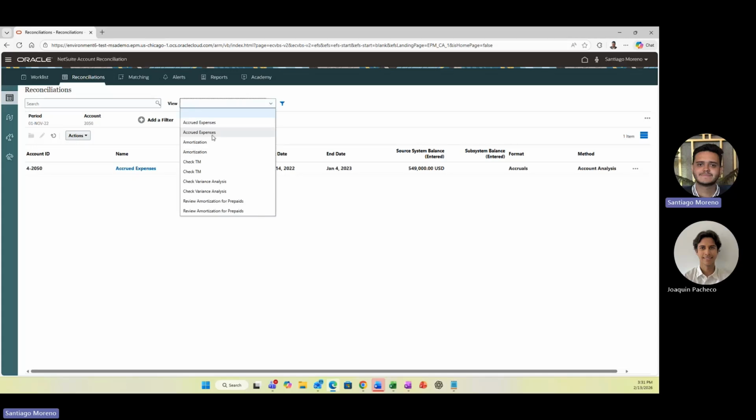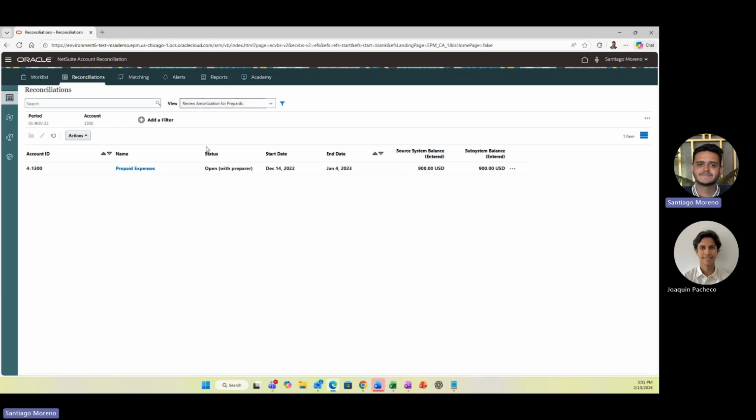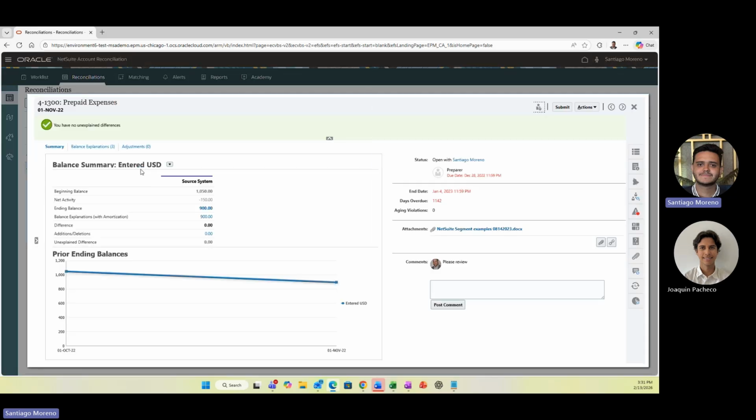Let's go over one that is going to be pretty similar, but has a slightly different way of submitting the balance explanations. So if we go here on our review of amortization for prepaids view, and I access this reconciliation, you can see that it shows pretty similar to what we were just reviewing before. The main difference here is going to be the way that we submit the balance explanations.